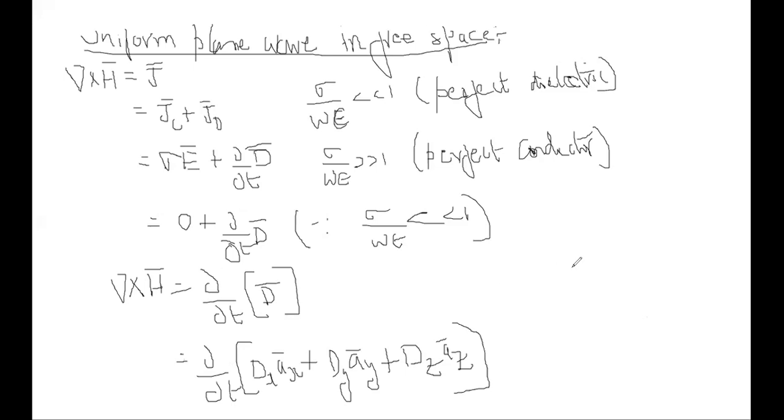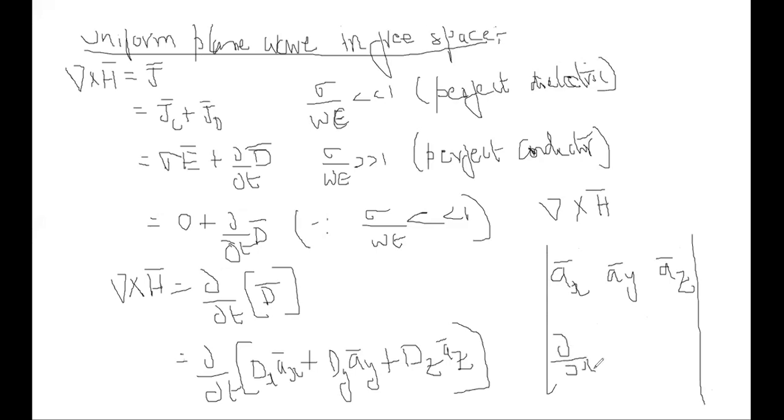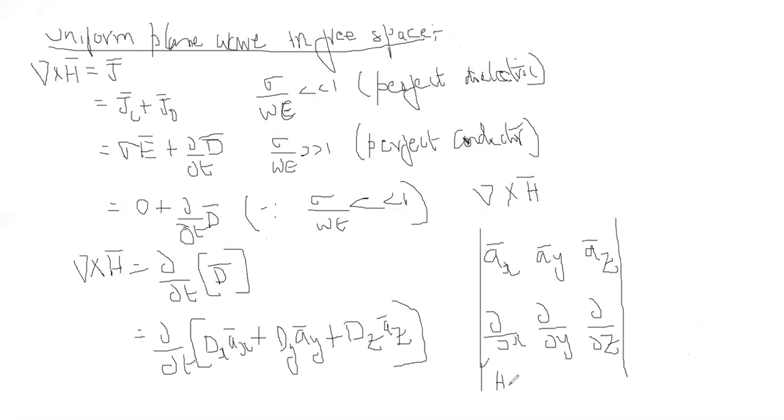And del cross H bar we can take as a determinant with a_x bar, a_y bar, a_z bar, and I am writing the del operators dou by dou x, dou by dou y and dou by dou z, and the components of H are H_x, H_y and H_z. So on the right hand side we have dou by dou t of the D bar components D_x, D_y, D_z.